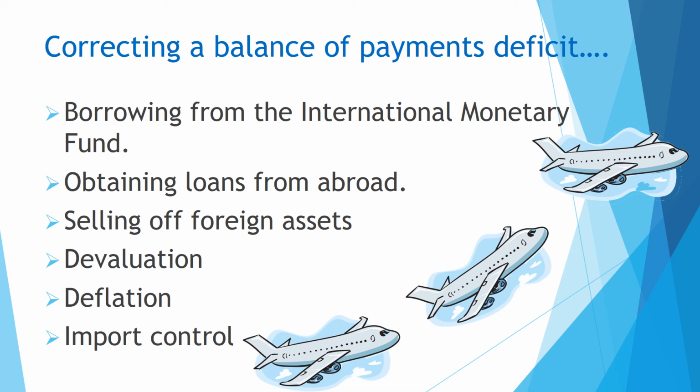We may also have to look at devaluation, and I'm going to elaborate a bit on devaluation. Devaluation means lowering the value of a country's currency in relation to other countries' currency. This would make imported goods more expensive, and exports will then become a lot cheaper. So we will be able to increase our exports if our country's dollar was to devalue.